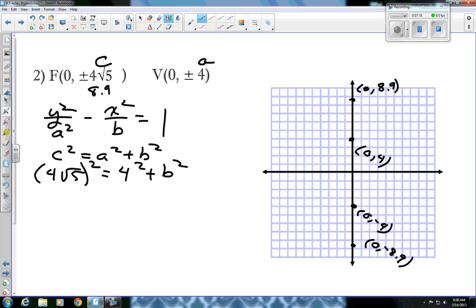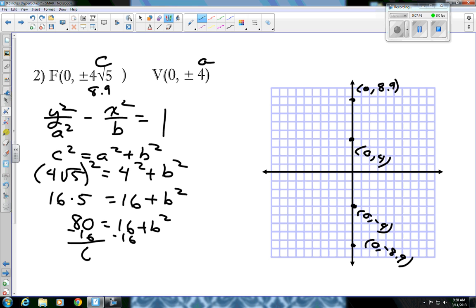When you square these, remember that 4 squared is 16. Root 5 squared is 5. So you got 16 times 5 equals 16 plus b squared. So what is 16 times 5? 80. So 80 equals 16 plus b squared. Now subtract your 16, that's where the 64 comes in. So 64 equals b squared.